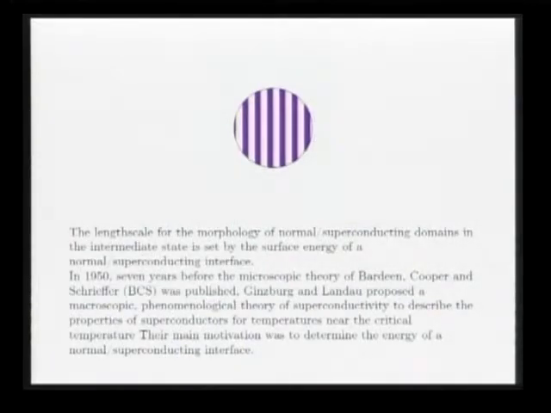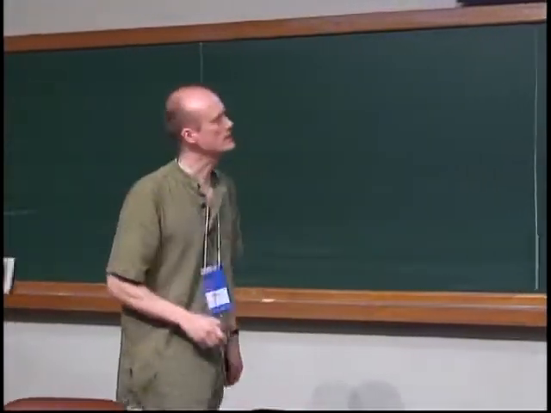But nobody knew what the surface energy was for a normal superconducting transition region. And the Ginzburg-Landau theory was written down exactly to solve this problem. So it wasn't written down to do vortices or anything like that. It was written down to find out what's the surface energy of a normal superconducting transition region in order that they could predict what's the scale of this structure that you see. And they wrote their equations down in 1950, which was 7 years before the microscopic theory of superconductivity was written down. So it was a phenomenological theory, a theory that was based on Landau's theory of second-order phase transitions, but modified in order to describe the phenomena that had been observed for superconductivity. And their main motivation, as I say, was to work out what was this surface energy for a normal superconducting transition region.